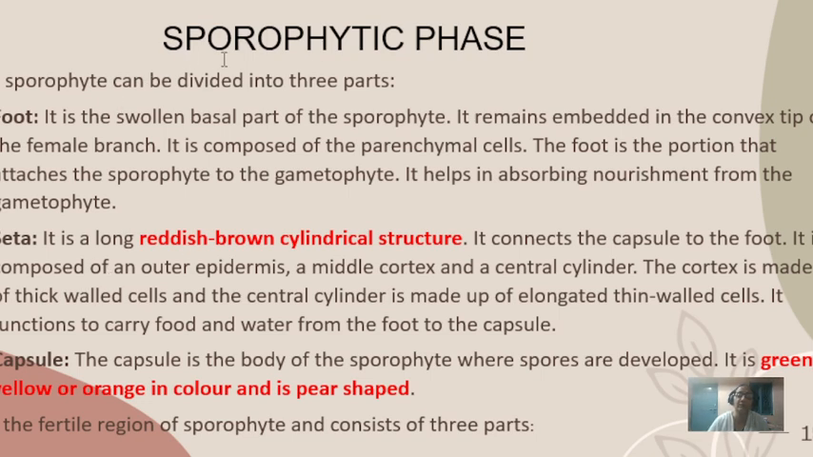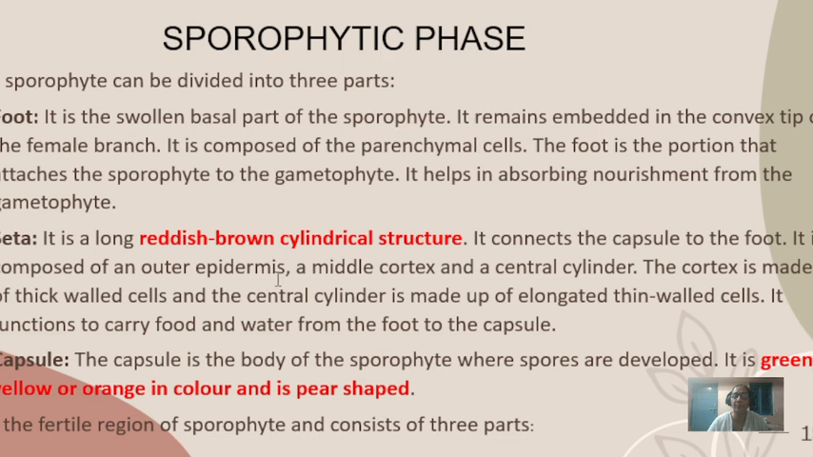The sporophyte is now divided into three parts: the foot, seta, and the capsule. The foot is the swollen part of the sporophyte and remains embedded in the tip of the female branch. It is composed of parenchymal cells. The seta is a long reddish brown cylindrical structure that connects the capsule to the foot.